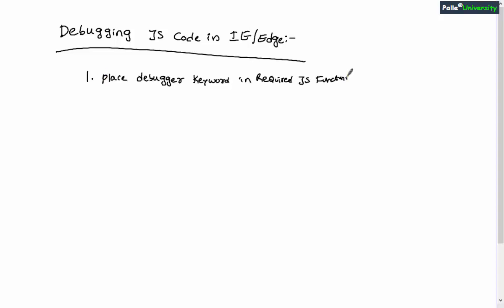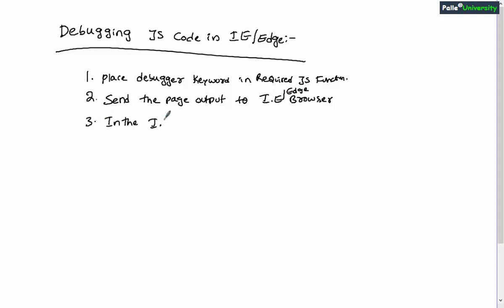Anyhow, let me write the steps. First step is place a debugger keyword in required JavaScript function. So whichever JavaScript function you would like to debug, there you place the debugger keyword. Next, send the page output to Internet Explorer or maybe Edge browser. Next, third step is in the Internet Explorer browser.